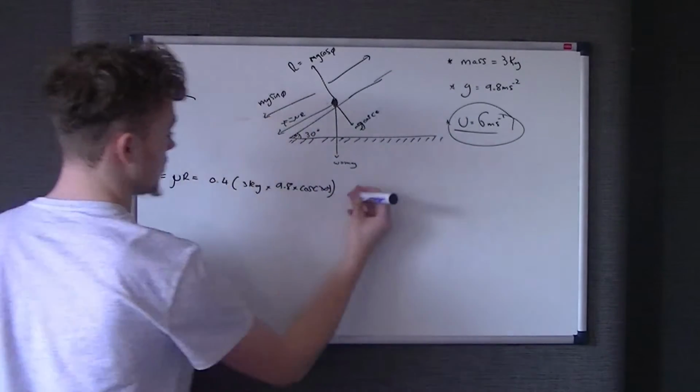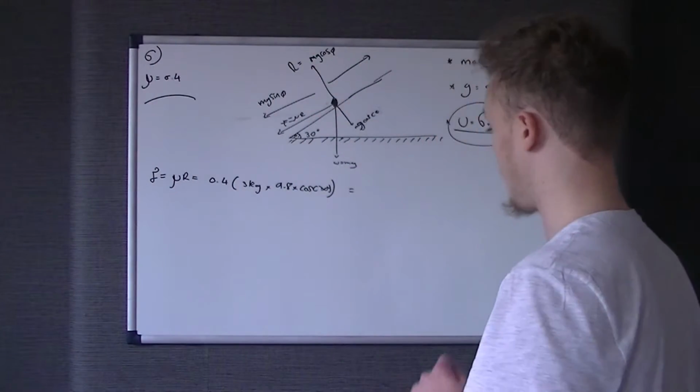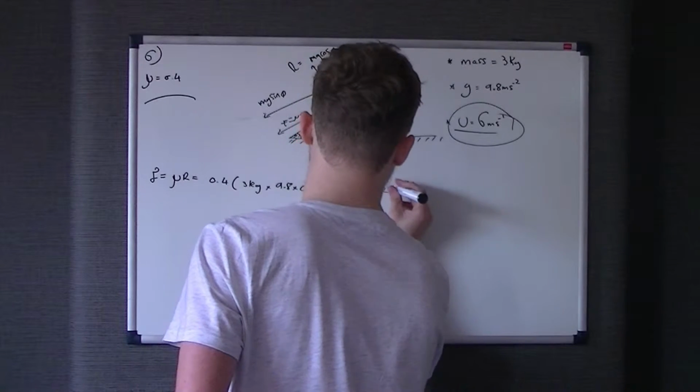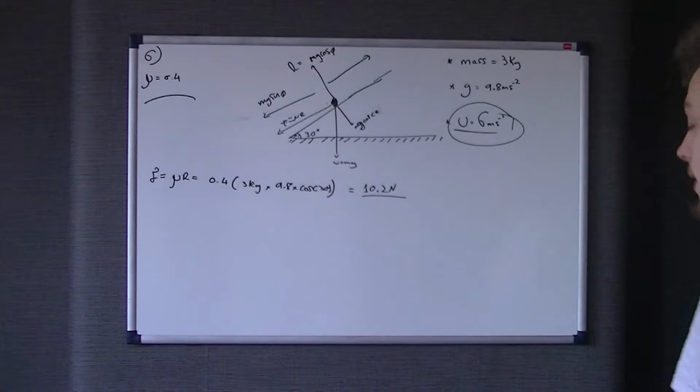So make sure your calculator is in degrees. That would get you 10.2 newtons. I think it's actually 10.18, but we round it up to 10.2 because we can.